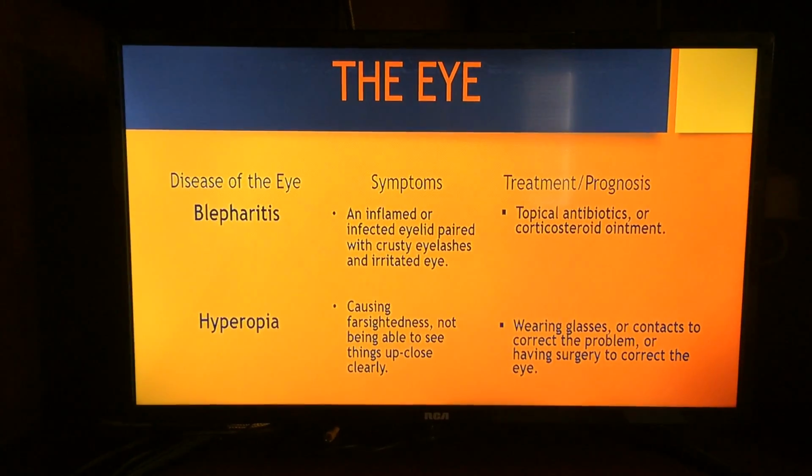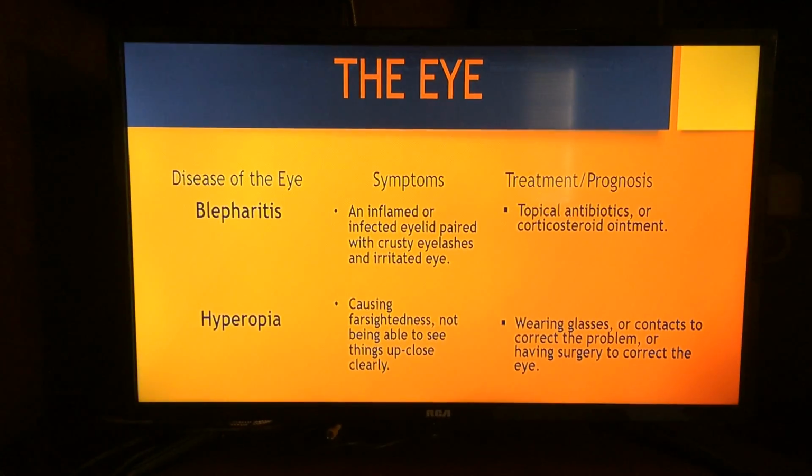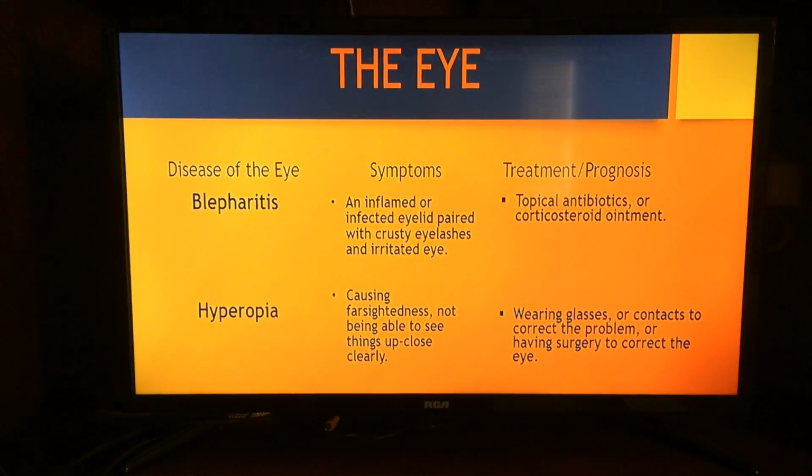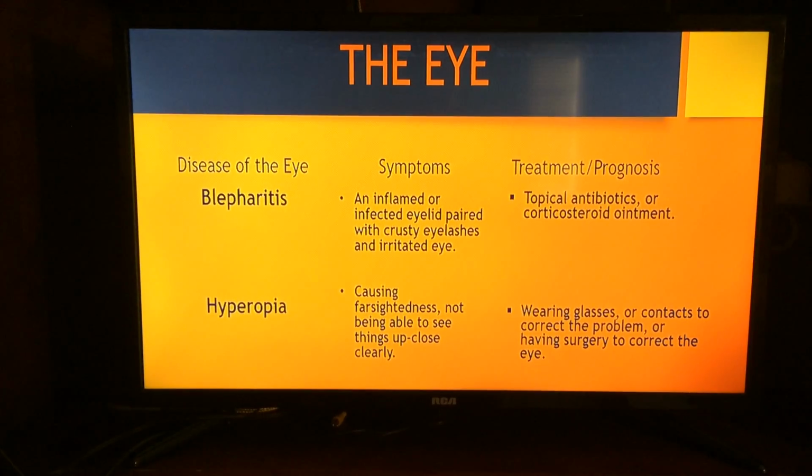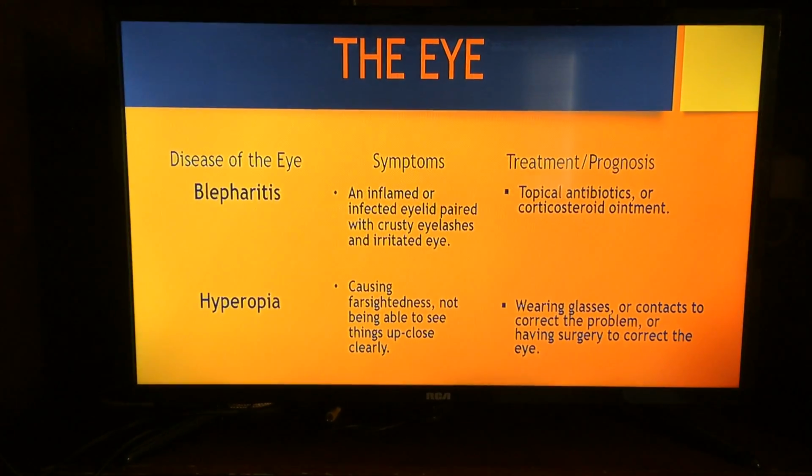Hyperopia is causing farsightedness, not being able to see things up close clearly. Wearing glasses or contacts to correct the problem or having surgery to correct the eye would be a treatment for hyperopia.